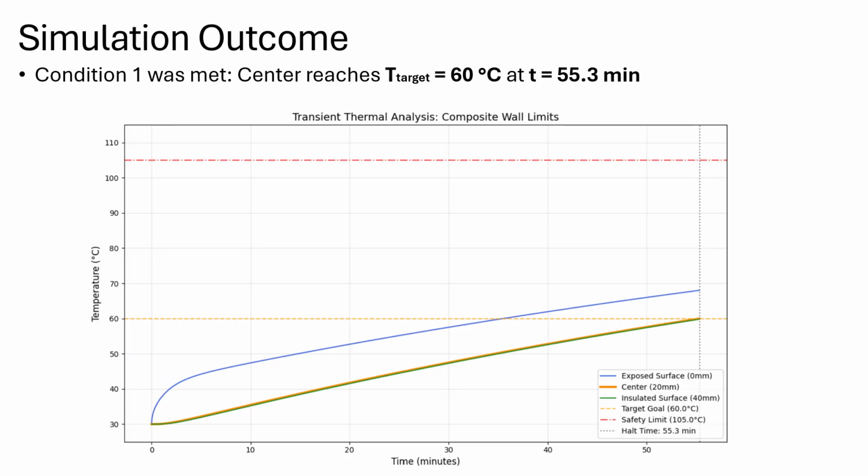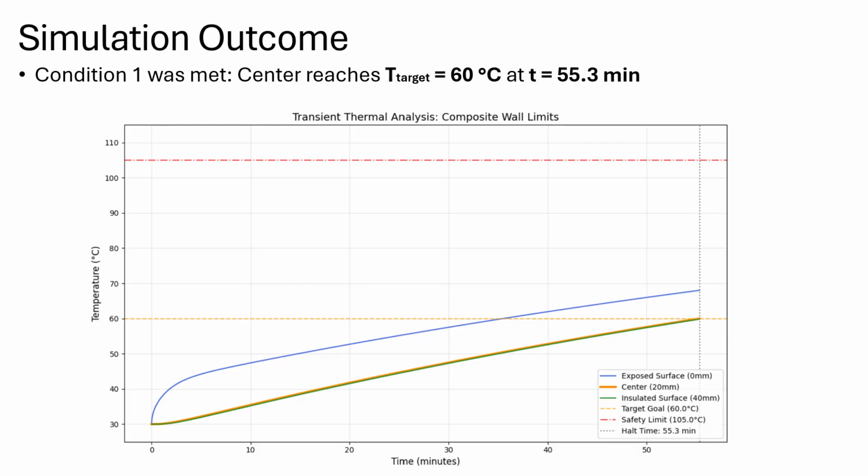Condition 1 was met first as the center of the wall reached the target temperature of 60 degrees. This happened first since once the heat fought to get through the first 15 millimeters of concrete, it hit the highly conductive copper alloy, which spread the heat to the center almost immediately. Additionally, since the ambient air temperature is 110 degrees Celsius and the safety limit at the surfaces is only 105 degrees, the push toward the safety limit is weak as the surface gets hotter.